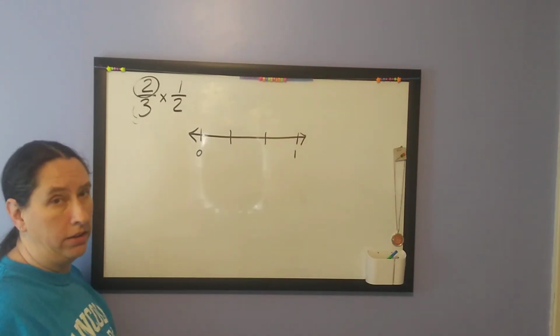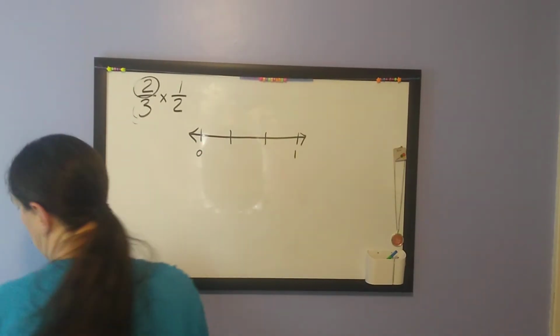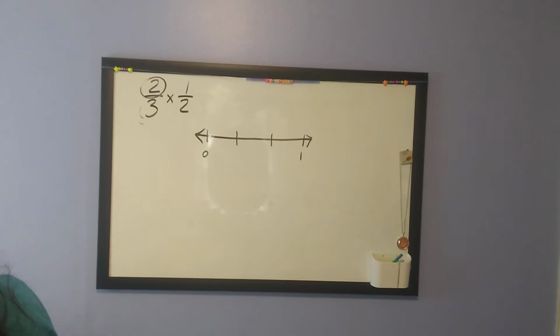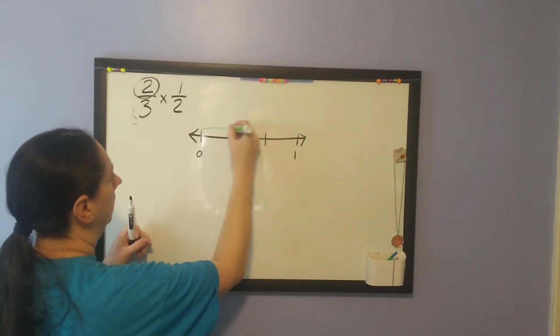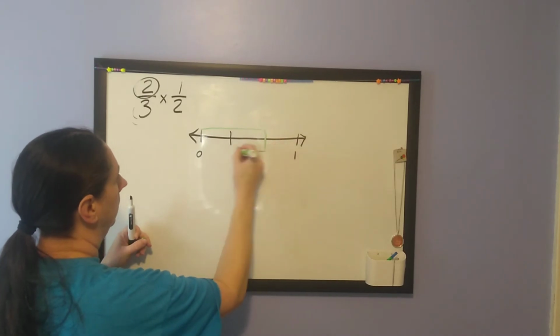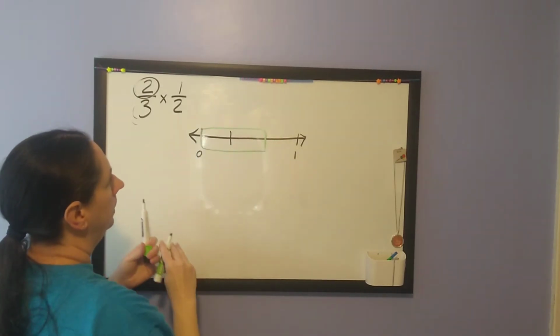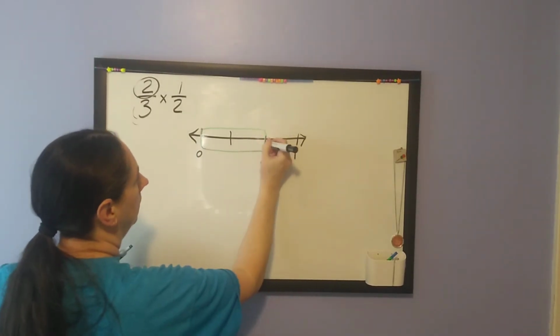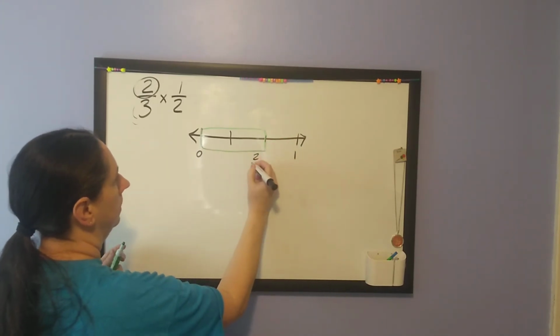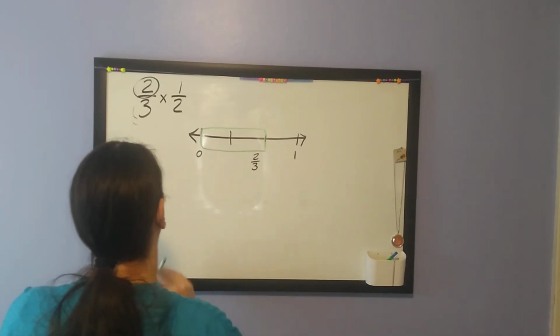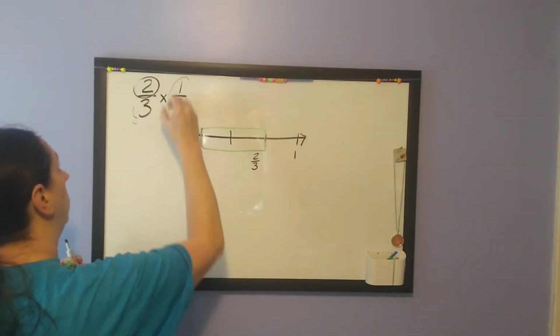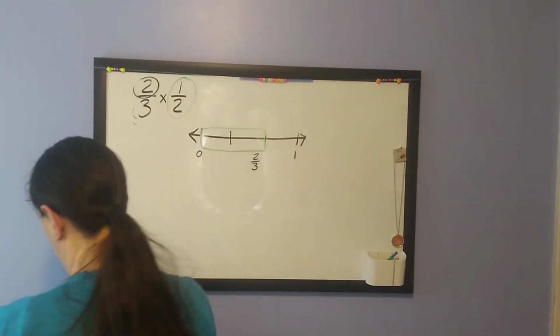How many do we have? 2. So this part here is 2/3 of this number line. Okay. So now we want halves.